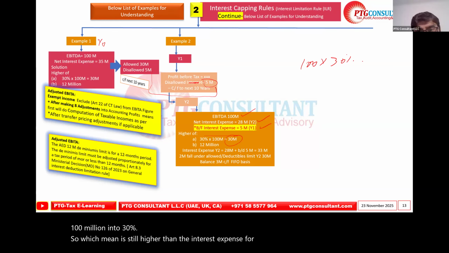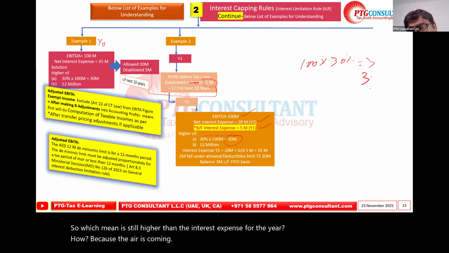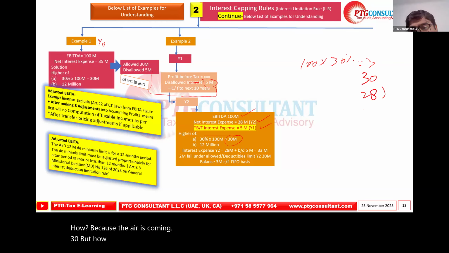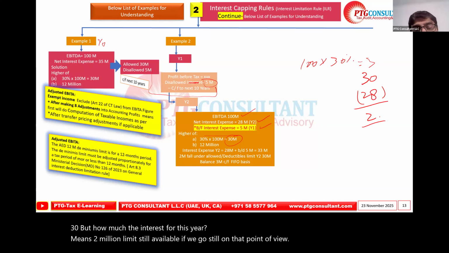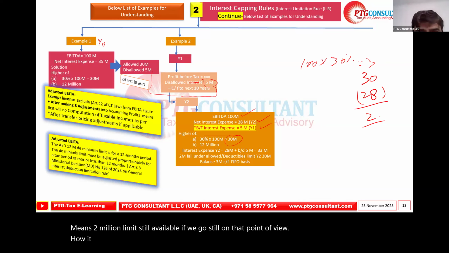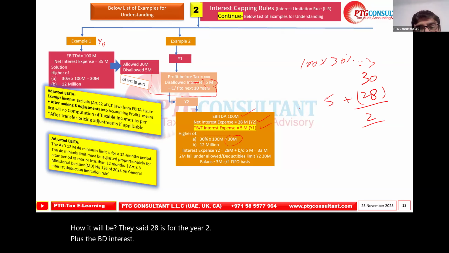Here the limit is 30, but the interest for this year is 28, which means a 2 million limit is still available if we look only at that point. But the 28 is for year two plus the brought-forward interest, so the total is 33.